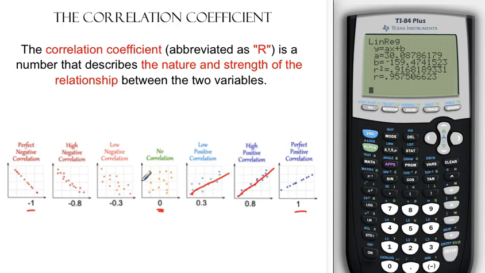And when you get to 0, that means there's no correlation. There's no line I can draw through this data that makes any sense whatsoever. And then over here for negative correlations, you can see as the number gets closer to 1, that tightens up a little bit.